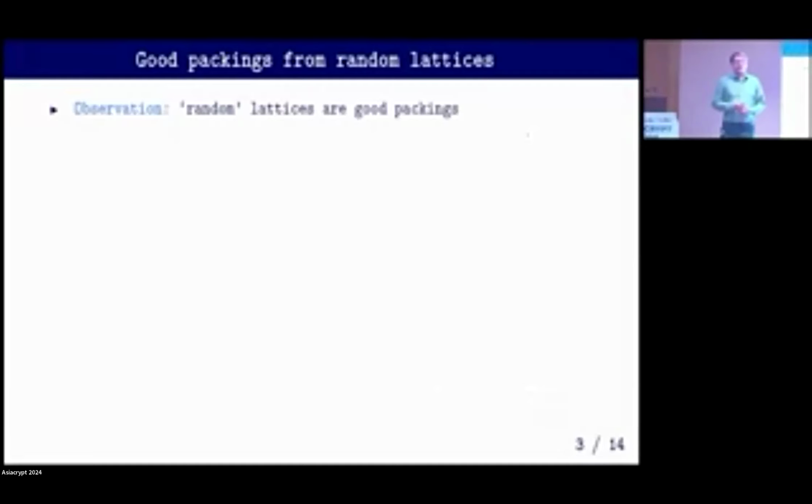And the main tool that we use for this, and the main observation, is that random lattices are in fact good packings. This is something that in the lattice literature we even have a heuristic for, called the Gaussian heuristic, which says take any kind of lattice that looks somewhat random, then we expect that the first minimum is going to be a half times this Minkowski bound.